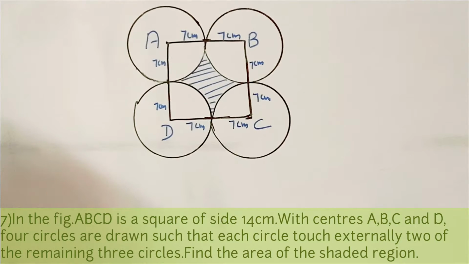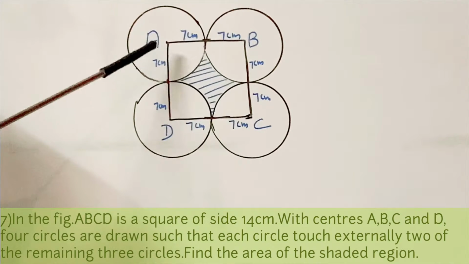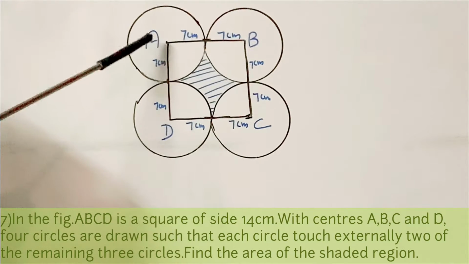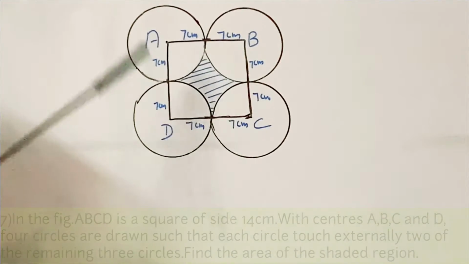Question number 7. In this question, we want to find out the area of the shaded part. Here we can see a square of side 14 centimeter and 4 circles, and the center of each circle is the vertex of the square. Here A is the center of the circle, which is the vertex of the square. Here B, C and D.